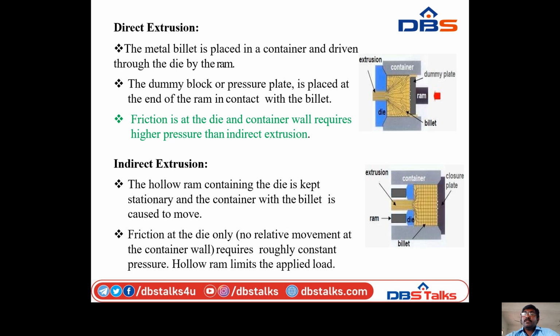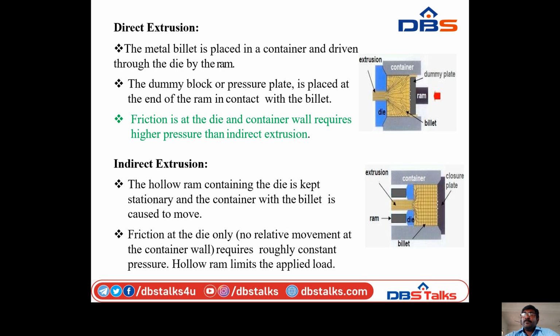In the extrusion process, we can discuss direct extrusion first. The metal billet is placed in a container and driven through the die by the ram. The dummy block or pressure plate is placed at the end of the ram in contact with the billet. Friction at the die and container wall requires high pressure.